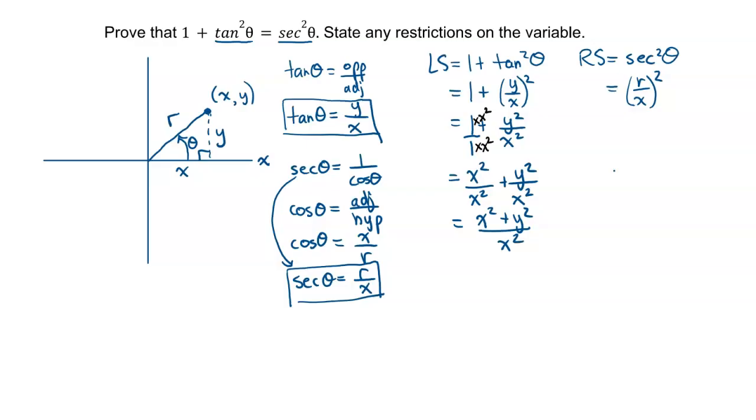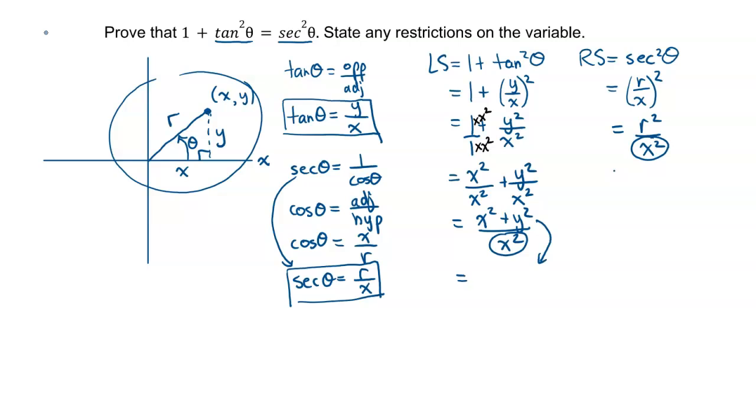Now let's go back to the right side here for a moment, because expanding this out, we get r squared over x squared. So those have the same denominator. So the only difference is the numerator. Well, look at the right triangle that we drew over here. That is, using the Pythagorean theorem, x squared plus y squared equals r squared. So this, by the definition of the Pythagorean theorem, becomes r squared over x squared. And therefore, the left side is equal to the right side.